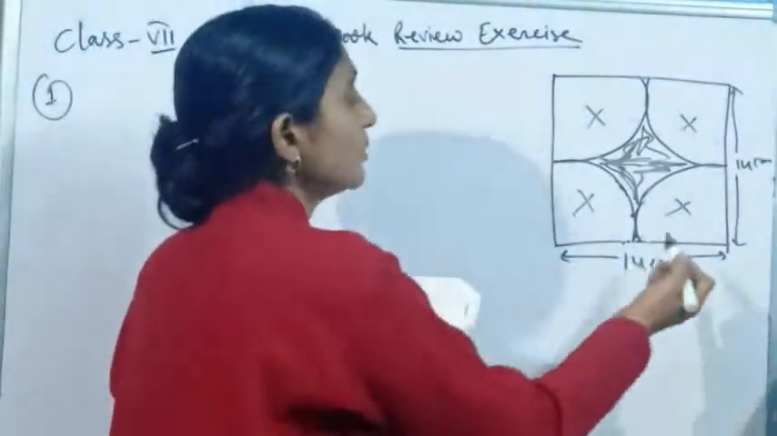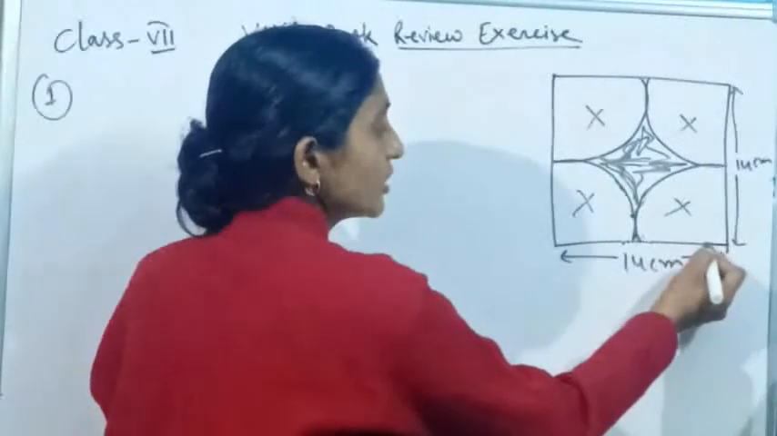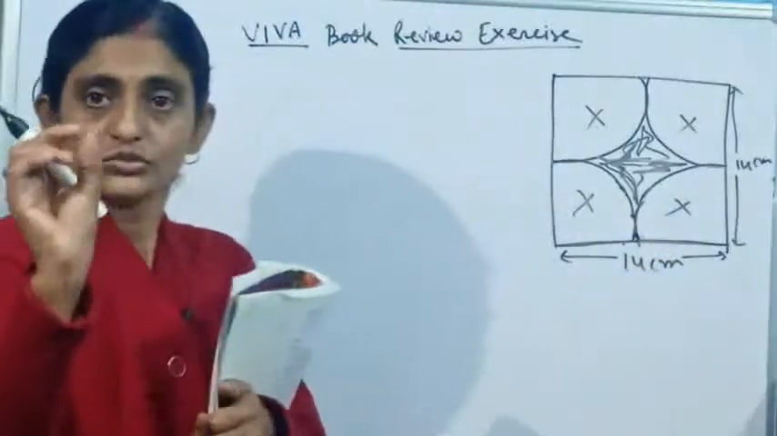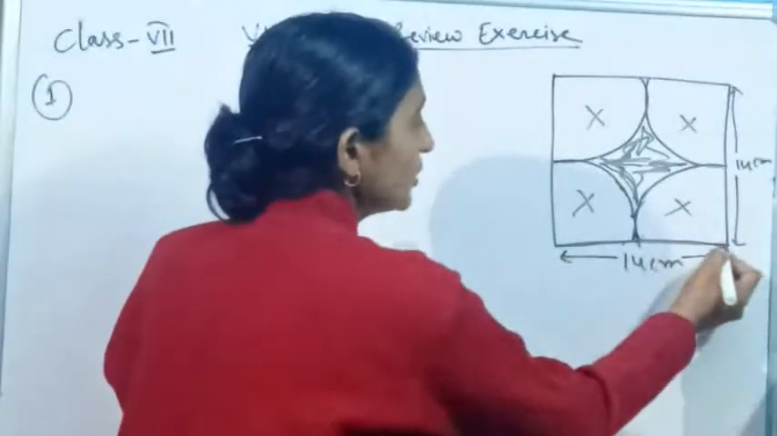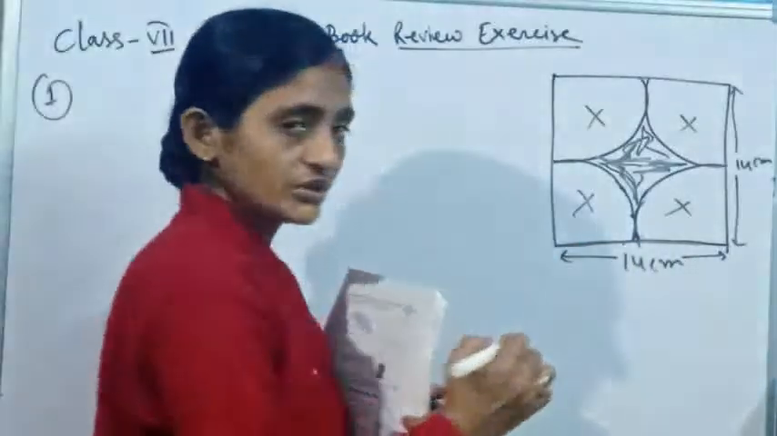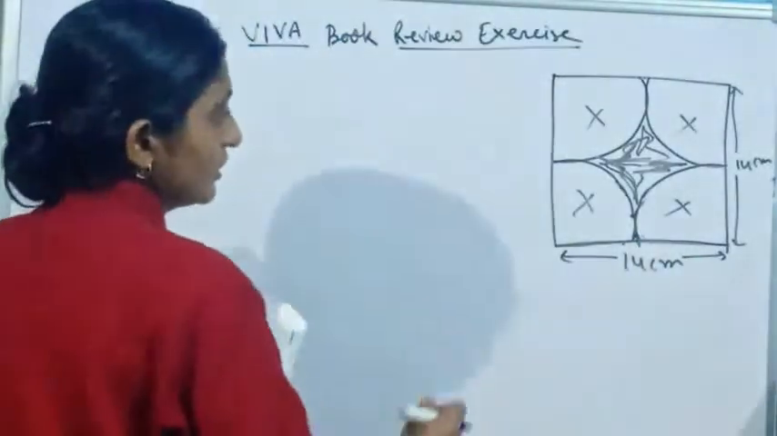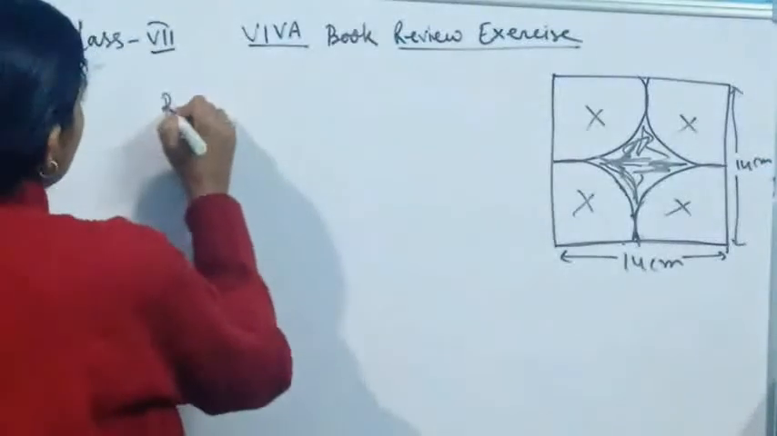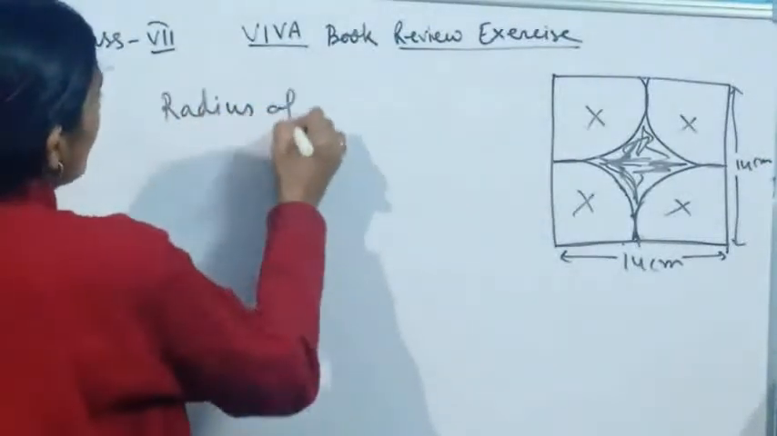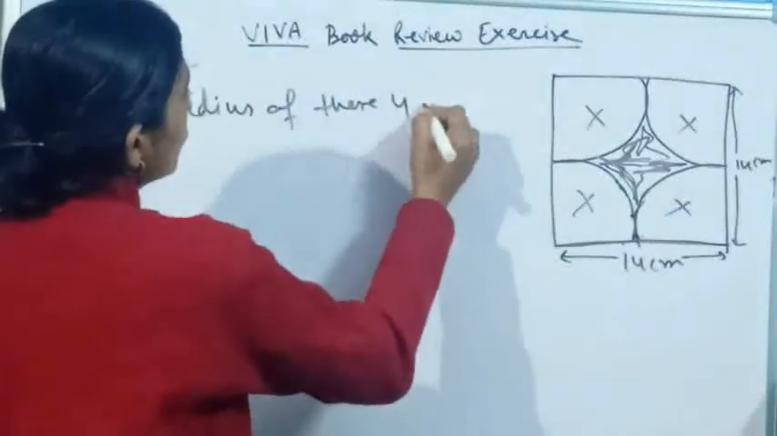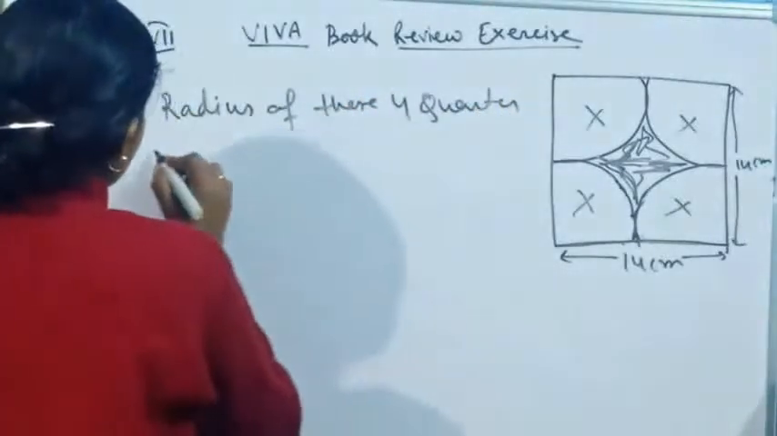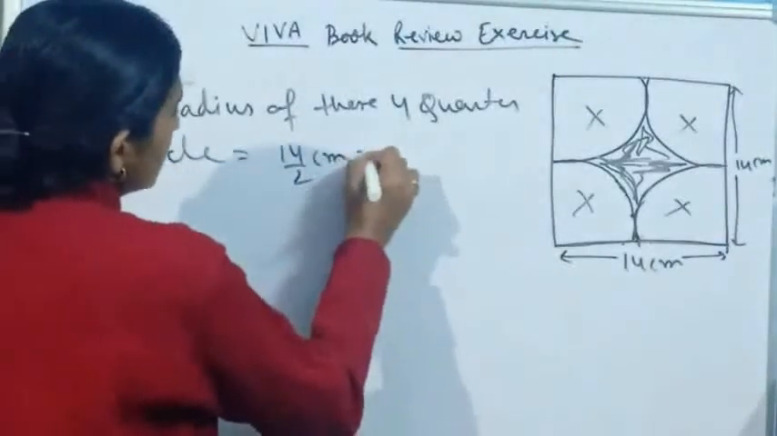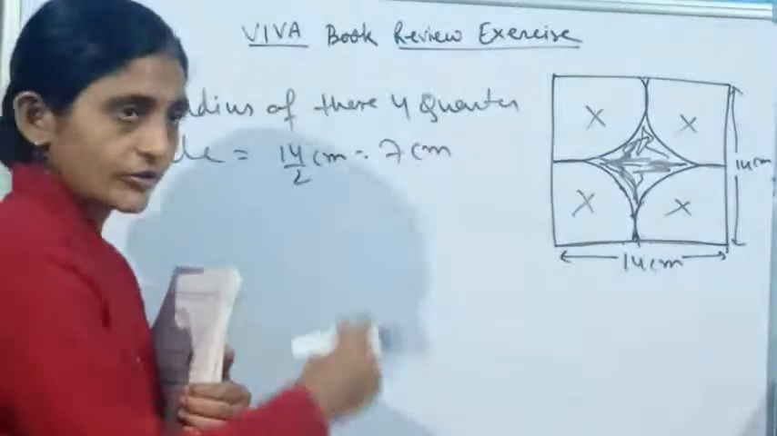And when we are talking about the circles, now think about what the radius can be. Here you can see this is the midpoint, where these two are touching each other. So what will be the radius in this case? That means half of 14 centimeter. So the radius of this quarter circle will be 14 by 2, that means 7 centimeter. So first let's write: radius of these 4 quarter circles or the circle is equal to 14 by 2 centimeter, equal to 7 centimeter, which I need afterward.